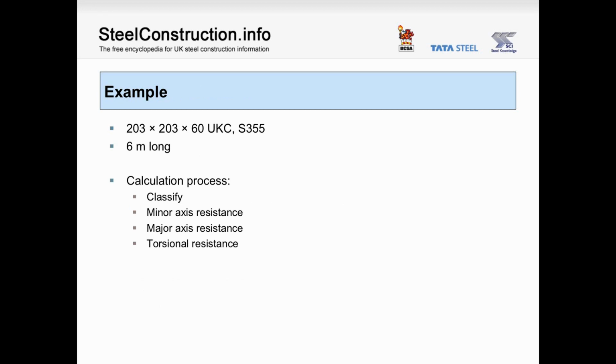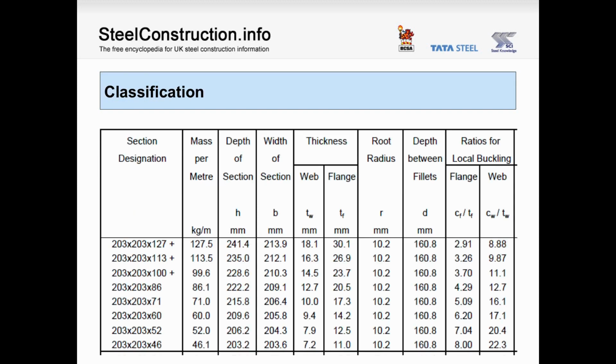So a numerical example then of a 203 UKC in S355 steel, and it's 6 meters long. The process that we're going to follow is first of all to classify, then we'll calculate the minor axis resistance, then we'll calculate the major axis resistance, and then we'll calculate the torsional resistance. So, first of all, to classify.